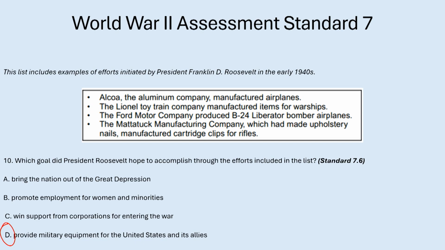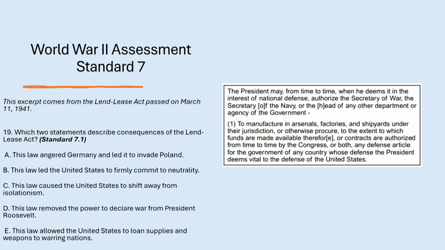Just be able to read a little bit. World War II Assessment Standard 7. This excerpt comes from the Lend-Lease Act passed March 11, 1941. Which two statements describe consequences of the Lend-Lease Act? The law angered Germany and led it to invade Poland? Nope. That was after the invasion of Poland.